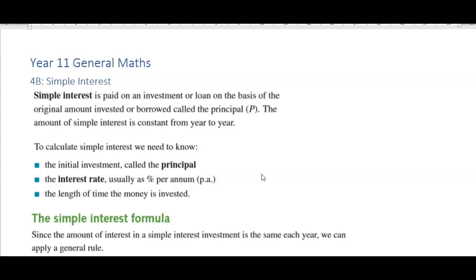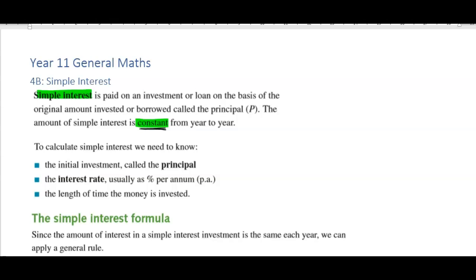So the definition here, and I'll just read it to you. Simple interest is paid on an investment or loan on the basis of the original amount invested or borrowed, called the principal. So remember, principal is just your initial amount. The amount of simple interest is constant from year to year. So that's important to remember. It is the same every year. So I might just highlight that. It's constant. It doesn't change.